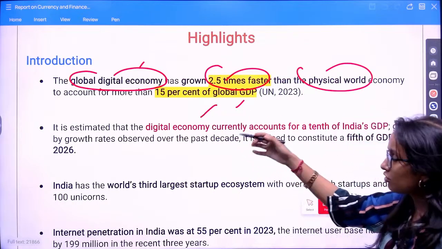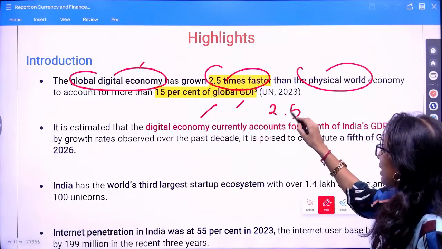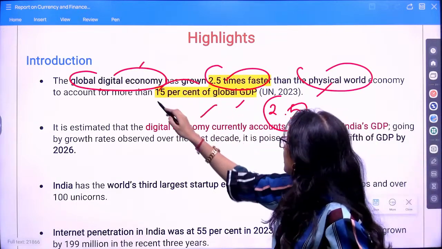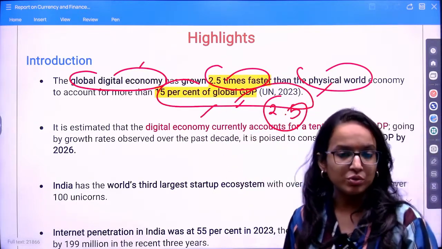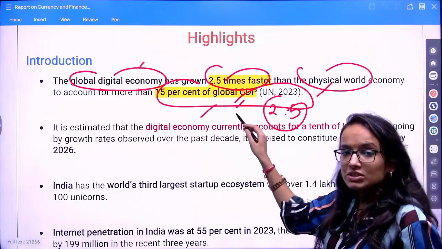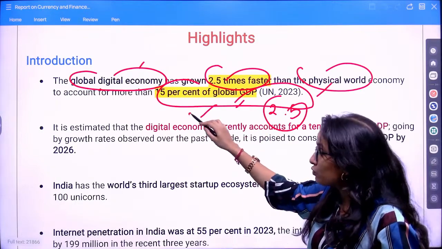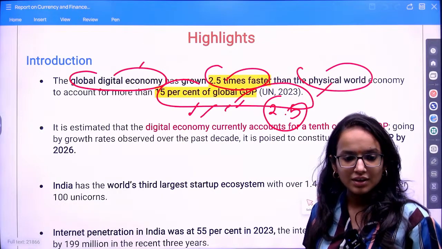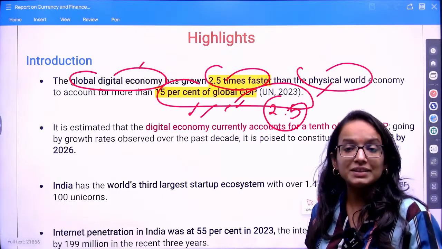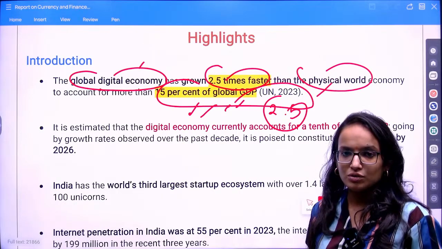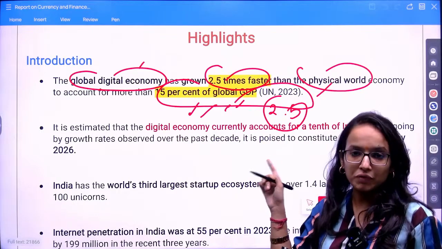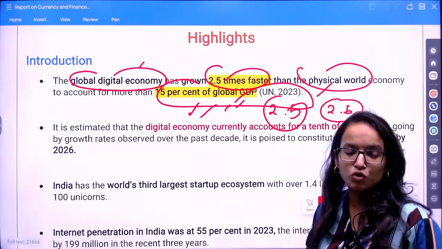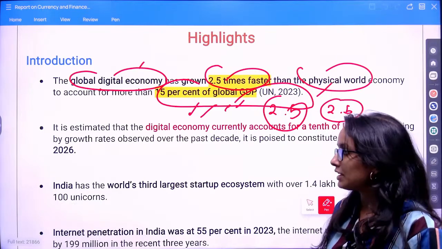The global digital economy has grown 2.5 times faster than the physical world economy to account for more than 15% of global GDP. As per UN data 2023, the digital economy at the global level accounts for more than 15% of the global GDP, right? So, it is growing faster than the physical economy. This has a lot of scope, right? Remember this figure, 2.5 times and then 15% of global GDP. This is very important.